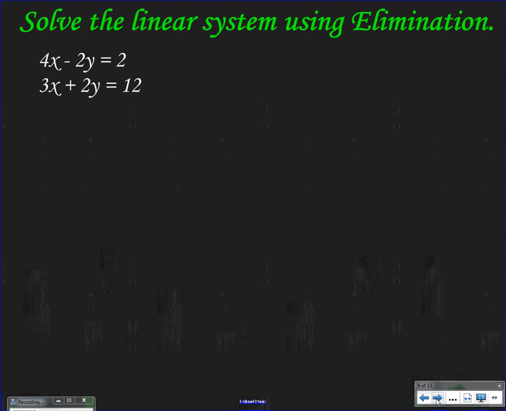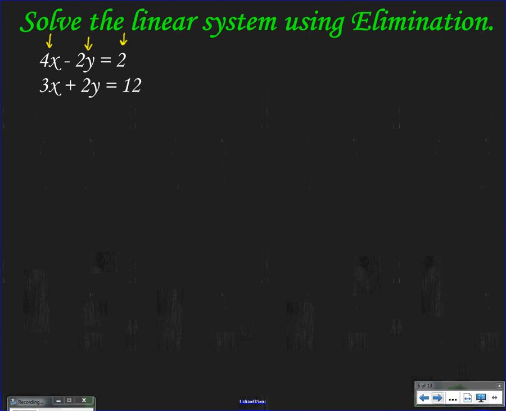So arrange them in columns. That was the first step. So notice how all my x's are in this column, and all my y's are in this column, and my constants are in this column. So that's what we want. That's what they mean by arrange like terms in columns. I want my x's underneath my x's, my y's underneath my y's, and my constants together.